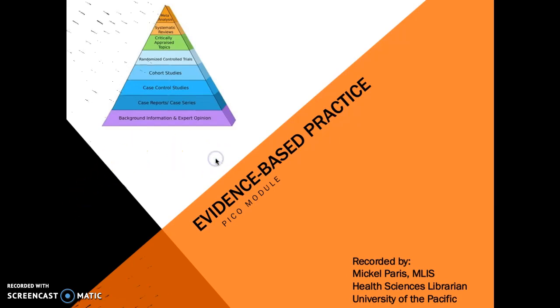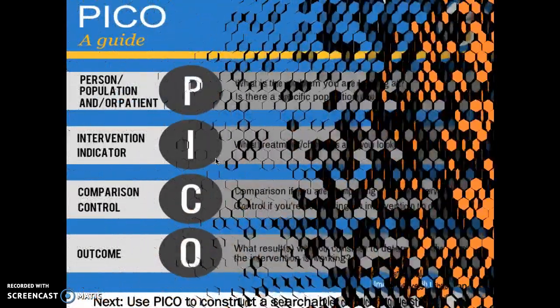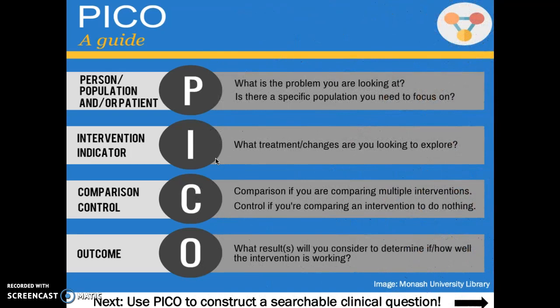P stands for person, population, or patient. What is the problem you are looking at? Is there a specific population you need to focus on? This can include a patient's gender, age, race, or other attribute.